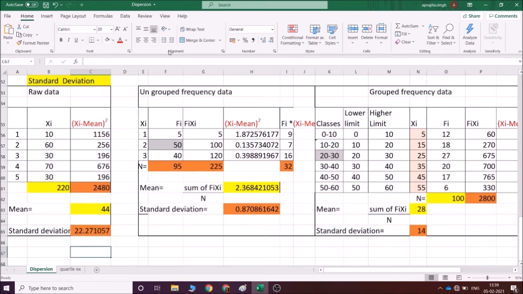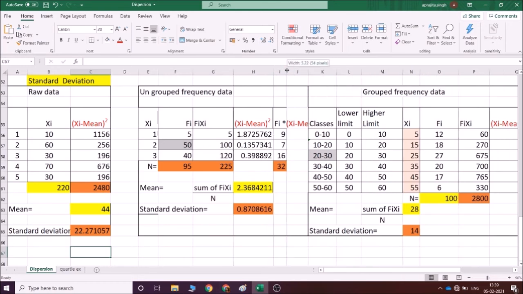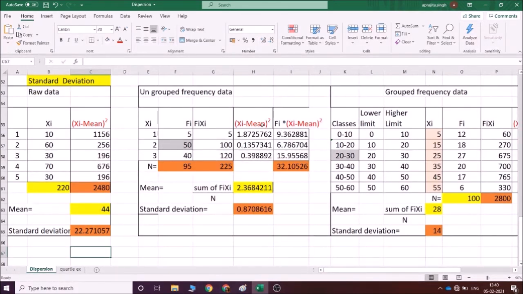In case of ungrouped frequency distribution, what do you do? You find the mean. As usual, total fi xi divided by n. Xi minus mean, so every xi is subtracted by the mean and squared up. Then you multiply this column with the fi value and add it up. And then what do you do? Divide this by n, and then find the square root of it.